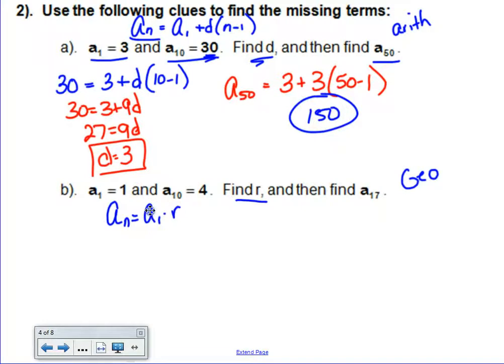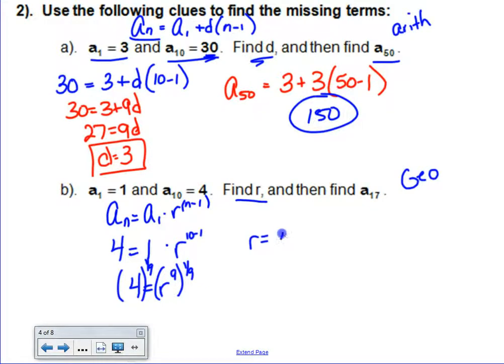The formula is a sub 1 times the common ratio to the n minus 1 power. So, the 10th term is 4. I know my a sub 1 is 1. I have no idea what my common ratio is, but since it's the 10th term, this would be 10 minus 1, or the 9th power. Now this is kind of crazy. I get 4 equals r to the 9th power. Gross. I would either take the 9th root of that, or I could take it to the 1/9 power. That is a really disgusting problem. I don't think that's anything pretty. So my common ratio is 4 to the 1/9 power.